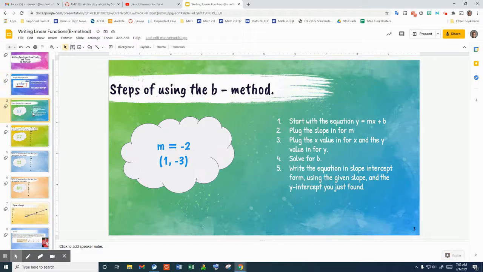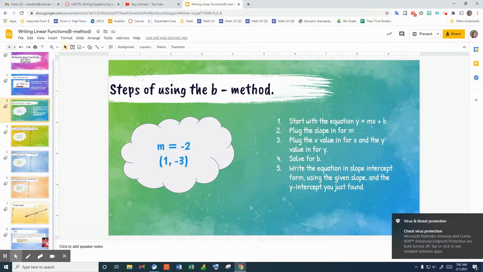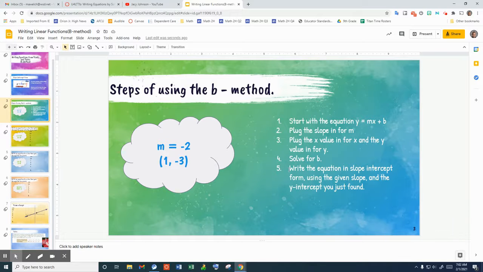So for our first one, you can pause the video and you can actually write down all of the steps. We start with the equation y equals mx plus b, then we plug the slope in for m, plug the x value in for x and the y value for y. We actually solve for b, and then our fifth one is our answer. We write the equation in slope-intercept form using the slope and the y-intercept.